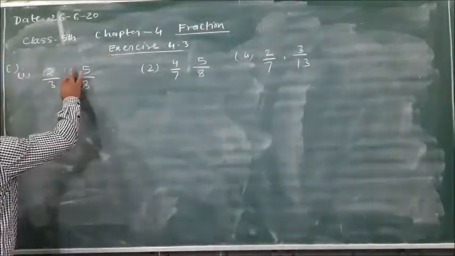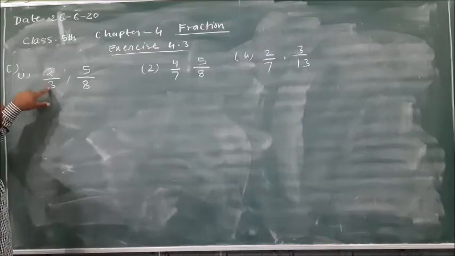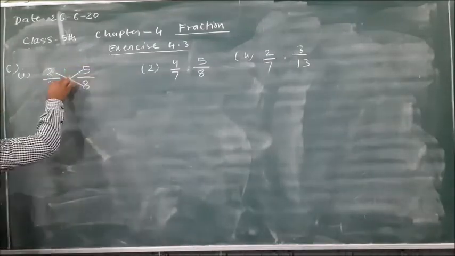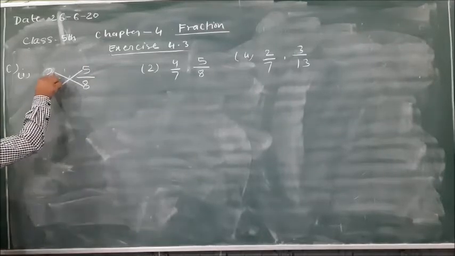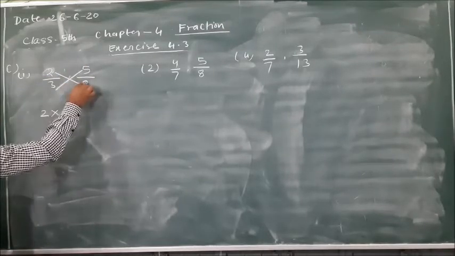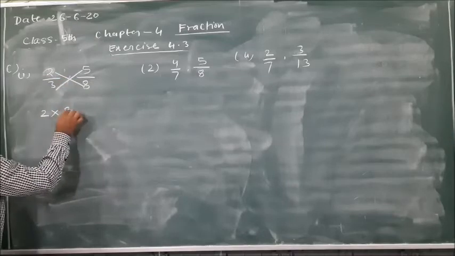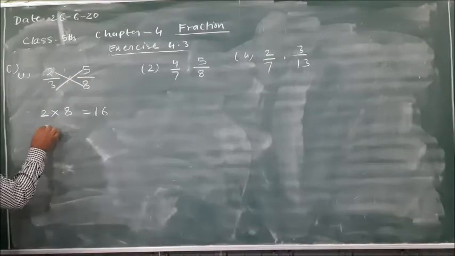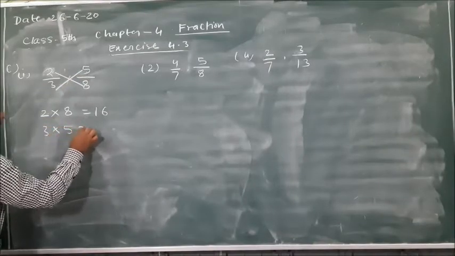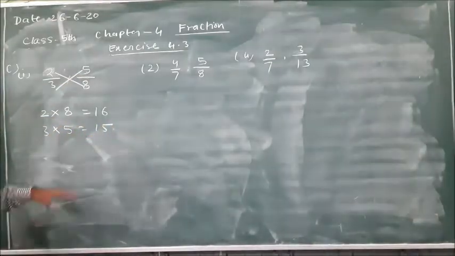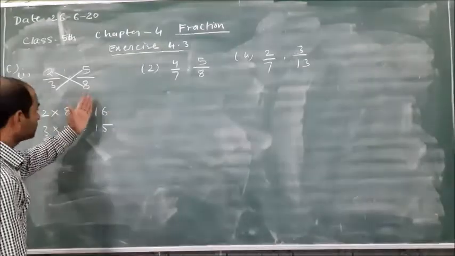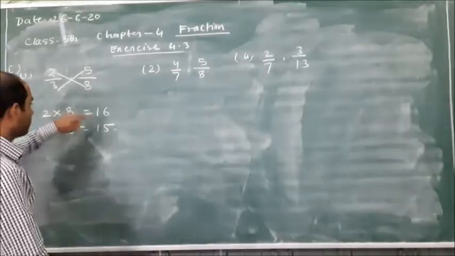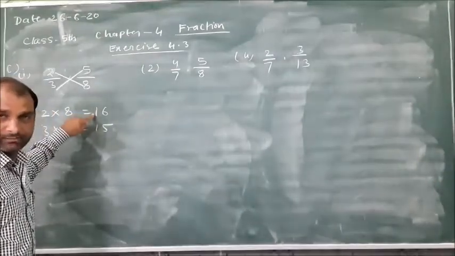How do we do the cross multiplication? Take 2 upon 3 and 5 upon 8. Cross multiply means we multiply the numerator by the denominator. 2 multiplied by 8 equals 16, and 3 multiplied by 5 equals 15. Now tell me which number is smaller or which number is greater. Here 16 is the greater number.